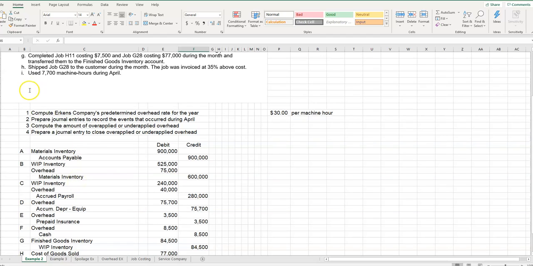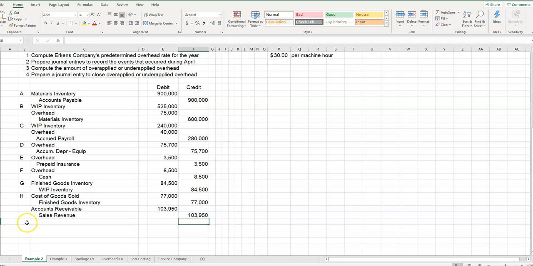Our last transaction is to allocate our overhead using our predetermined overhead rate for the month of April. So we used 7,700 machine hours during the month of April, and we have $30 per machine hour as our predetermined overhead rate. We allocate overhead in a job costing system. We record it to work in process inventory. We take 7,700 hours times $30 per machine hour, and that is $231,000. When we allocate overhead, that is a credit to overhead. When we record actual overhead, it is a debit to overhead.